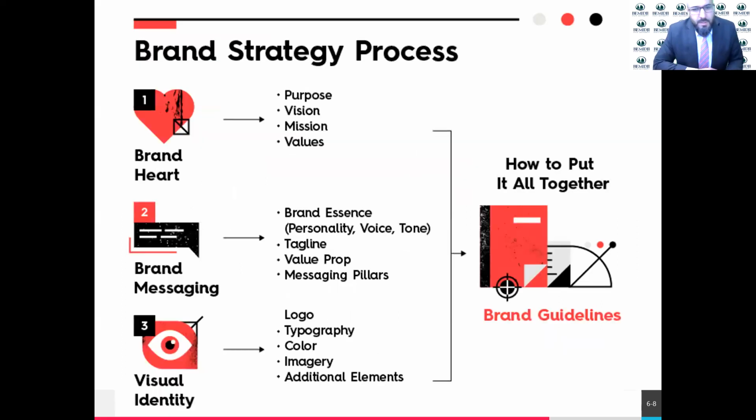So let's take a look at these and go into more detail about these three steps for creating a brand strategy. One is the brand heart, and this can be done by creating the purpose of your business and the purpose of your brand, the vision, what would be your future goals.